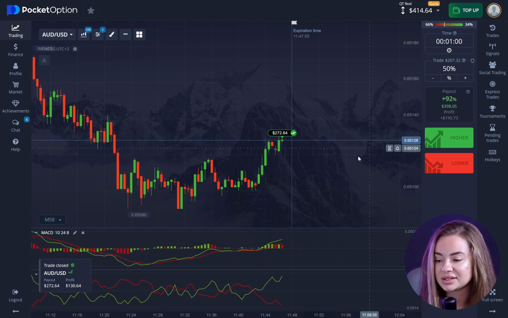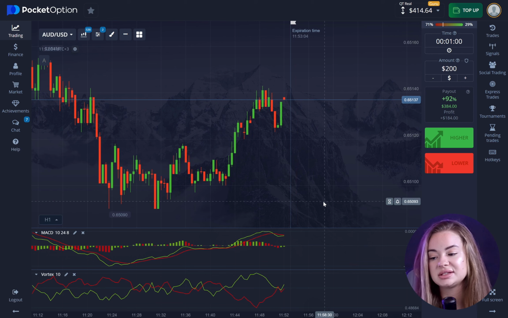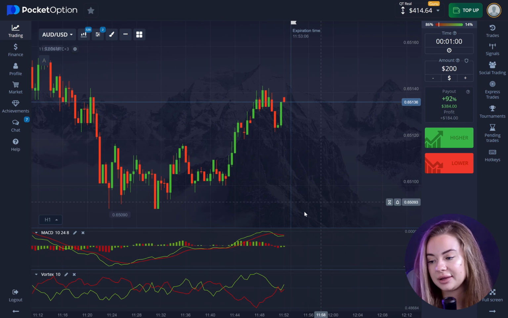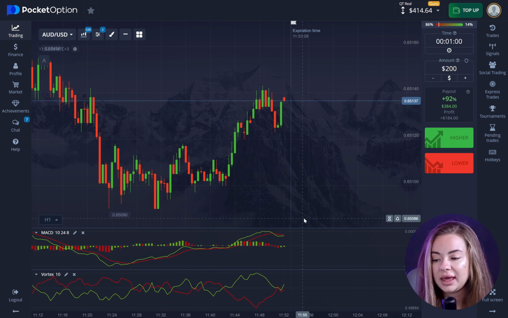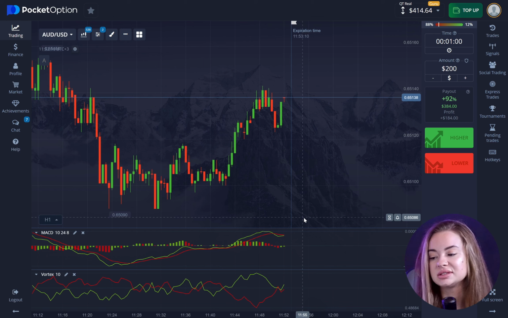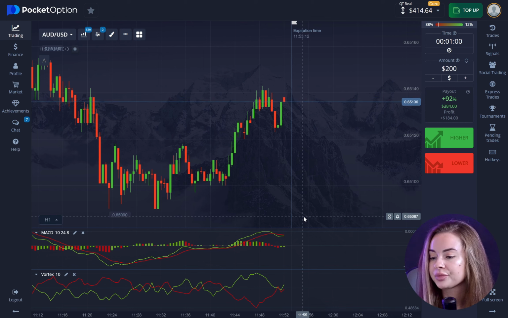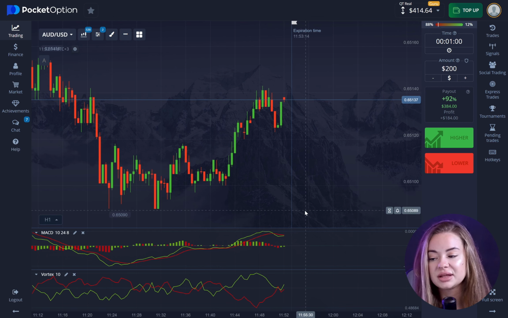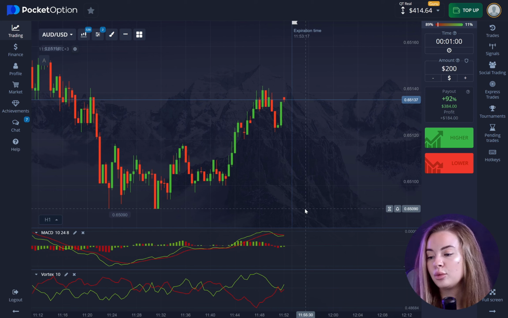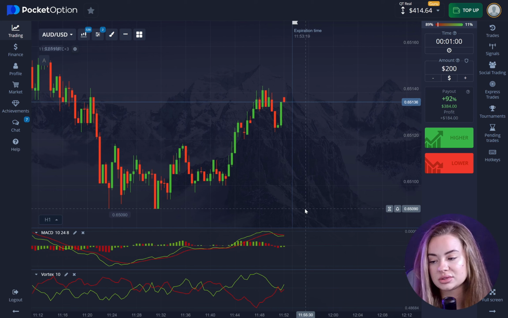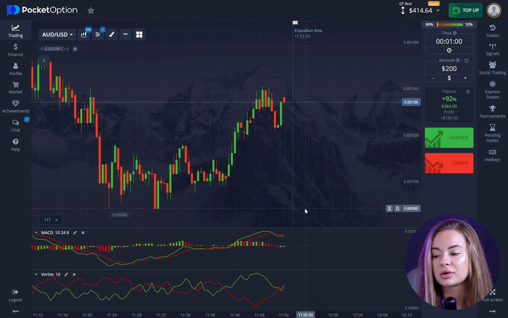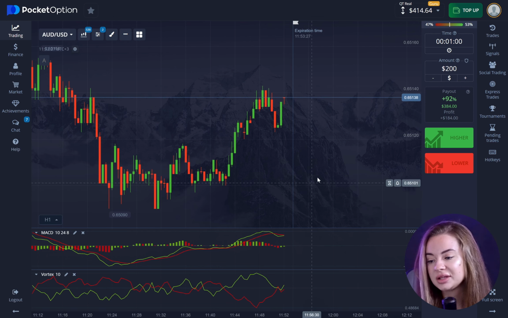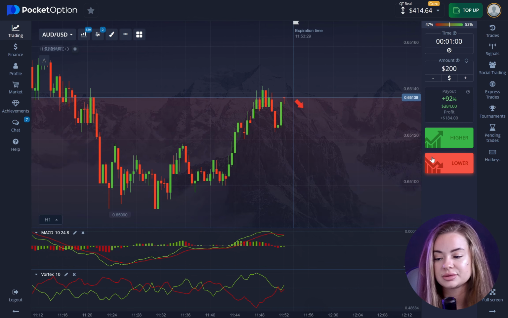The trade was successful. 5 minutes later, the situation changed slightly. Specifically, the main MACD line crossed the signal line from above, which could indicate a price reversal downward, and the Vortex lines also crossed. Both factors indicate a good opportunity for a sell trade. I open a 1-minute sell trade for $200.